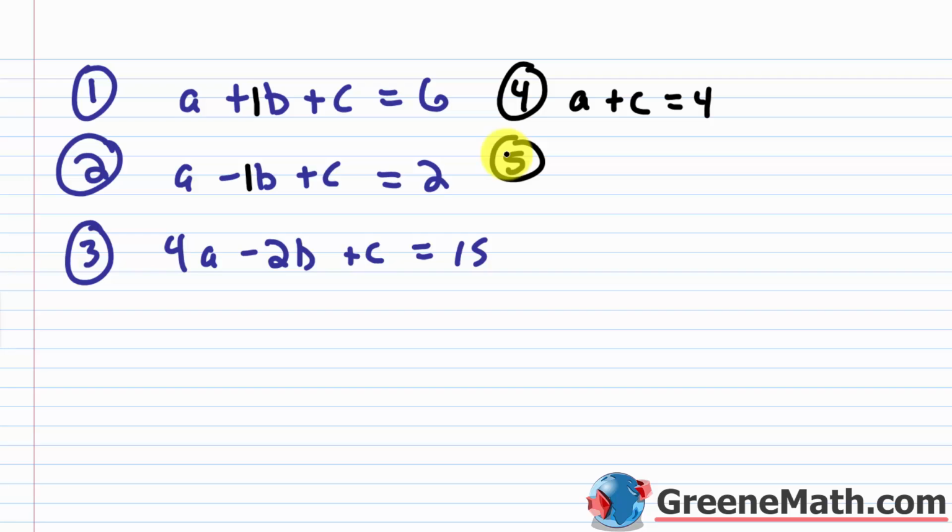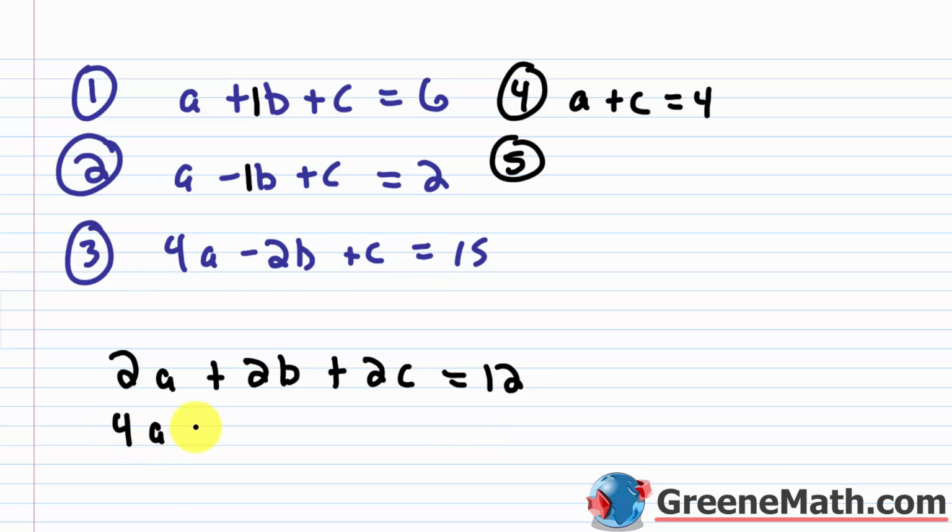All right, for equation 5, let's get this from equation 1 and equation 3. I'm going to multiply equation 1 by 2. So I would get 2a plus 2b plus 2c equals 12. And then for equation 3, I'm going to leave it as is. So 4a minus 2b plus c, and this equals 15. The reason I multiplied equation 1 by 2 is so I can have opposite coefficients here. I've got a plus 2b and a minus 2b, so those are going to cancel.